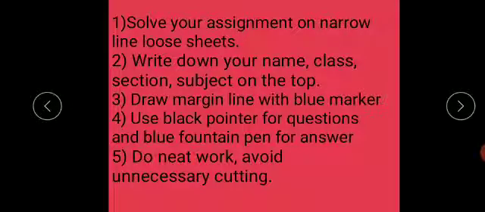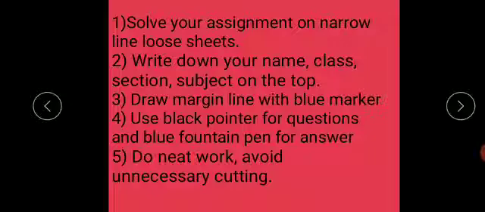Today I am giving you a maths assignment. While solving the assignment, the following points should be kept in your mind. Solve your assignment on narrow line loose sheets. Write down your name, class, section, subject on the top of your sheet.